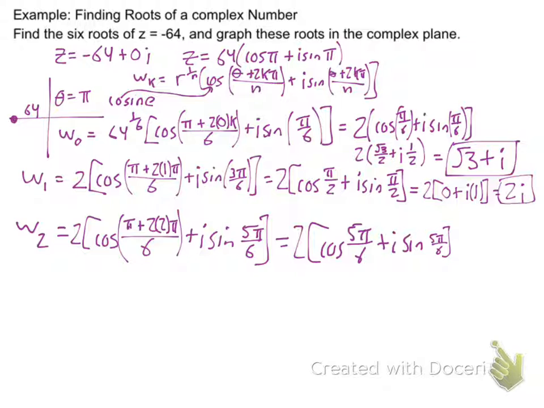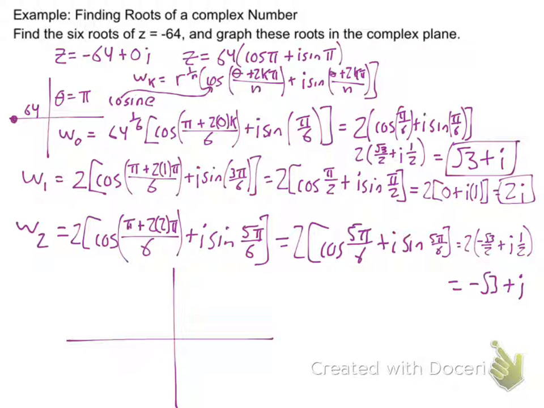Cosine of 5 pi over 6 is negative square root of 3 over 2, and sine is 1/2, which would equal a negative square root of 3 plus i. And you have to do this how many more times? 3, for a total of 6 times. Now I'm going to stop there. Okay, guys, we're going to go into the graphing part. There are 3 more. Just rinse and repeat, just like this morning when you washed your hair.